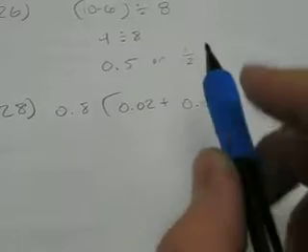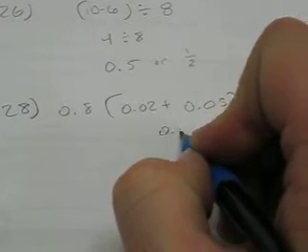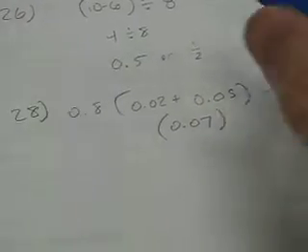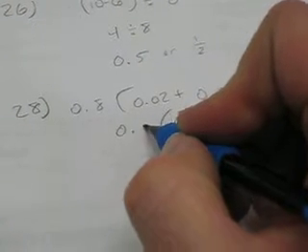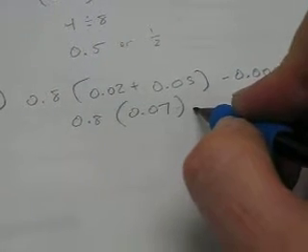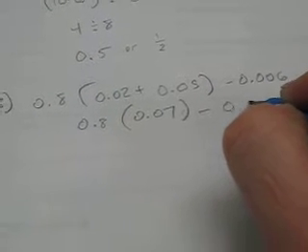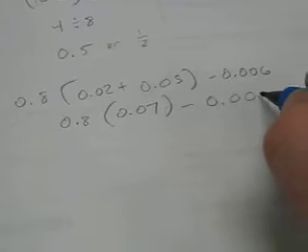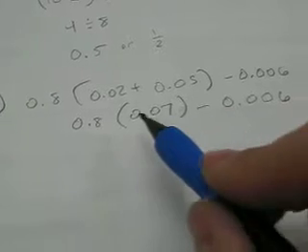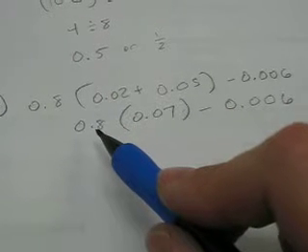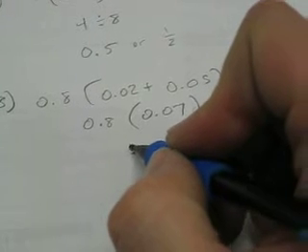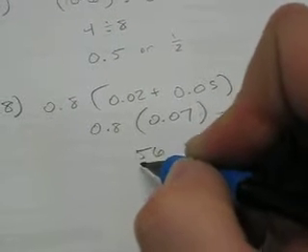0.02 plus 0.05. That gives us 0.07. I'm going to bring down everything that we haven't used, which includes the parentheses, because that tells us that we're multiplying by whatever's right outside of the parentheses. Then we're going to subtract 0.006. At this point, we have multiplication and we have subtraction. If I multiply 0.8 times 0.07, it's going to give us 56.